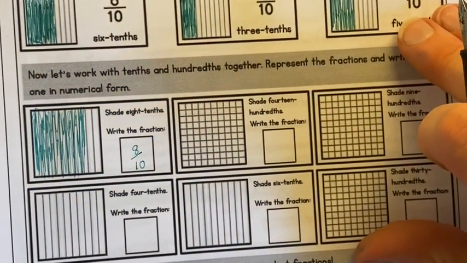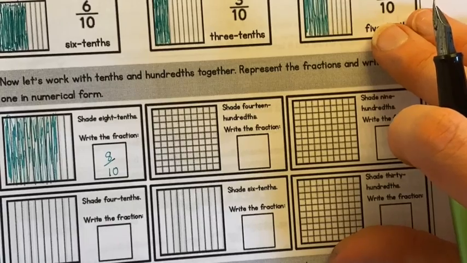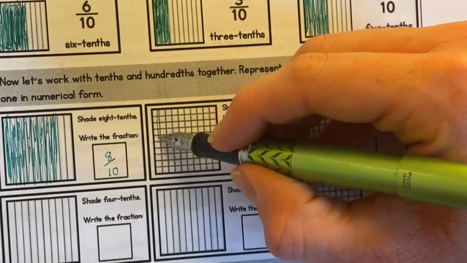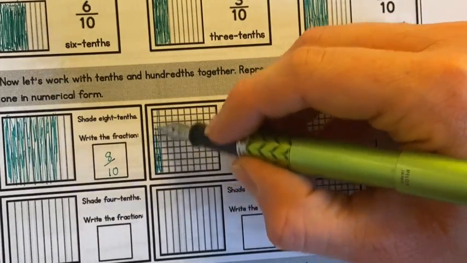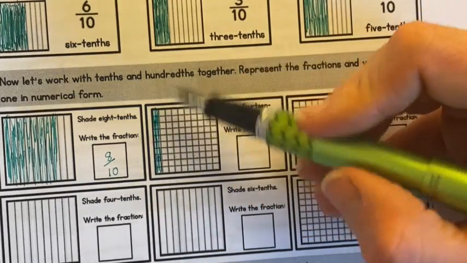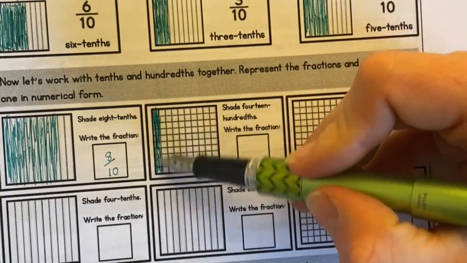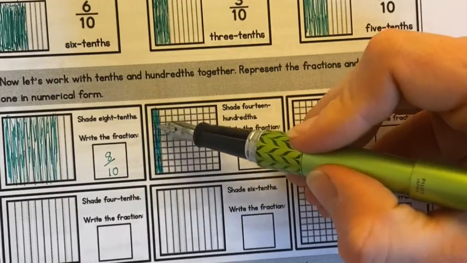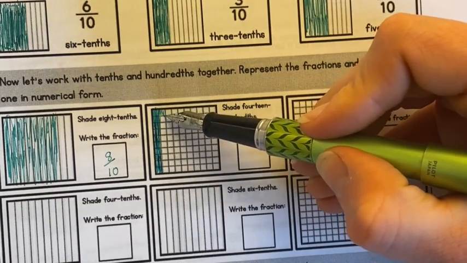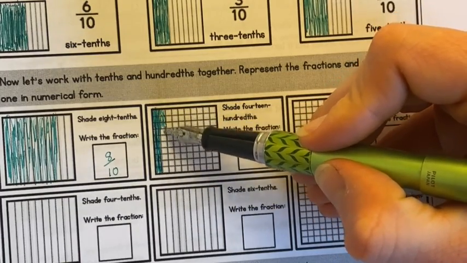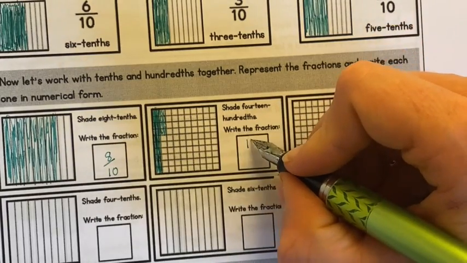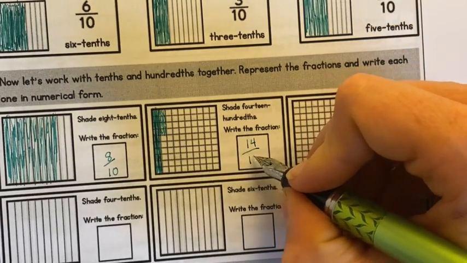Now it says shade 14 hundredths. So I know I have a group of 10, so I do the whole row of 10. And notice how 10 hundredths, one row of hundredths, is the same as 1 tenth. And I go 1, 2, 3, 4. And I write 14 over 100.